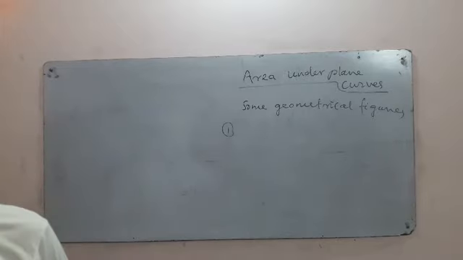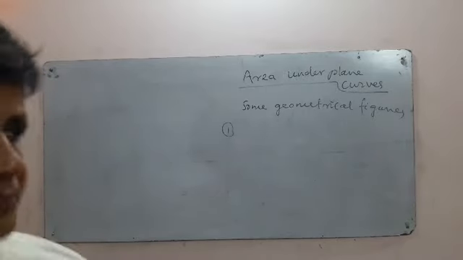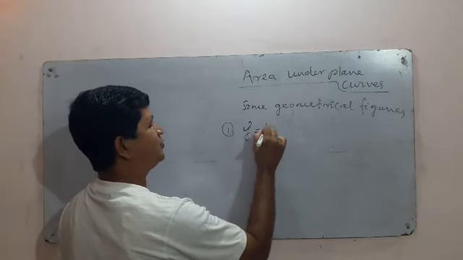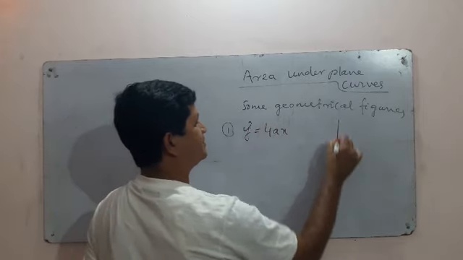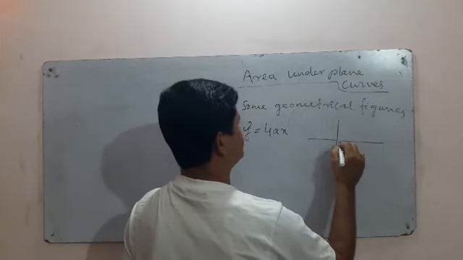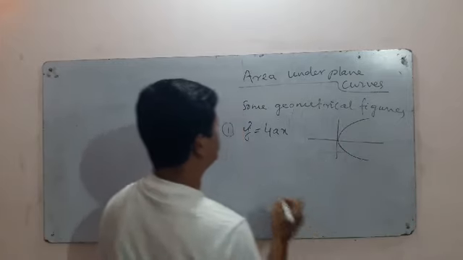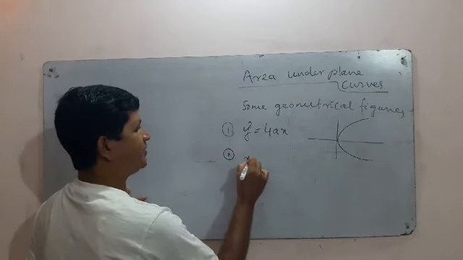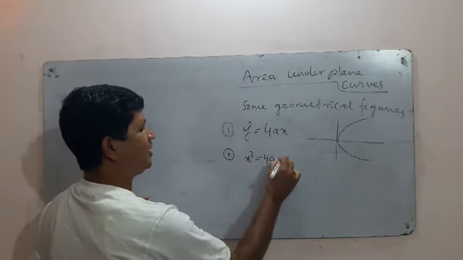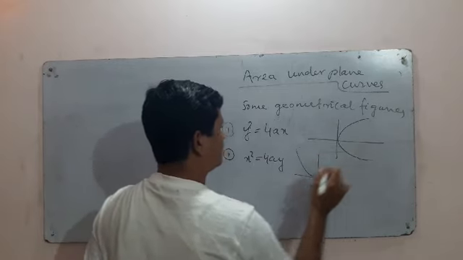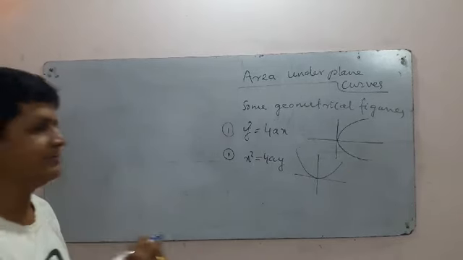First, y square is equal to 4x. The curve will be like this. X square equals 4ay. The curve will be like this, upward. These two are parabolas.